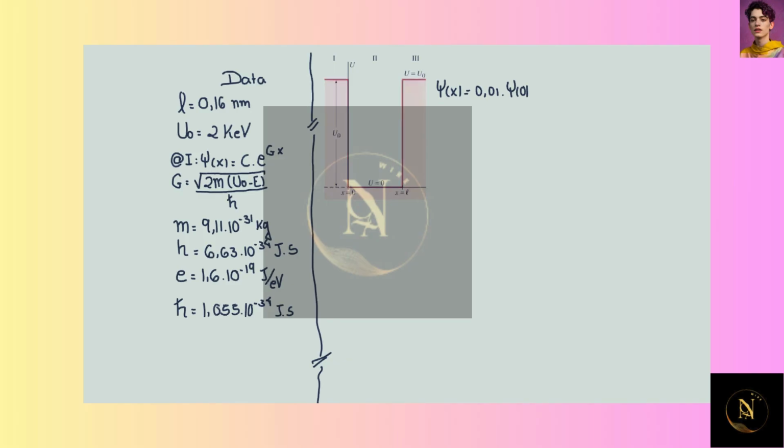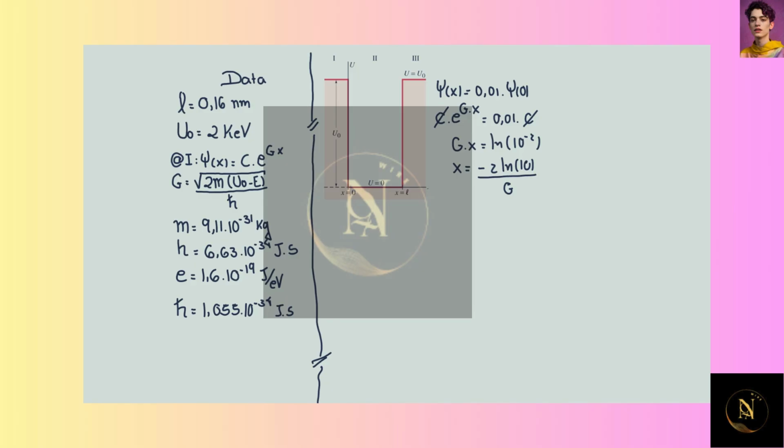So we already know the formula for the wave function in region 1. In region 1, the wave function is given by this equation. So we can rewrite this condition as follows. C times e^(Gx) is equal to 0.01 times C. The C simplifies, and we get G times x is equal to the logarithm of 10 to the minus 2. So x is equal to minus 2 log of 10 divided by G.